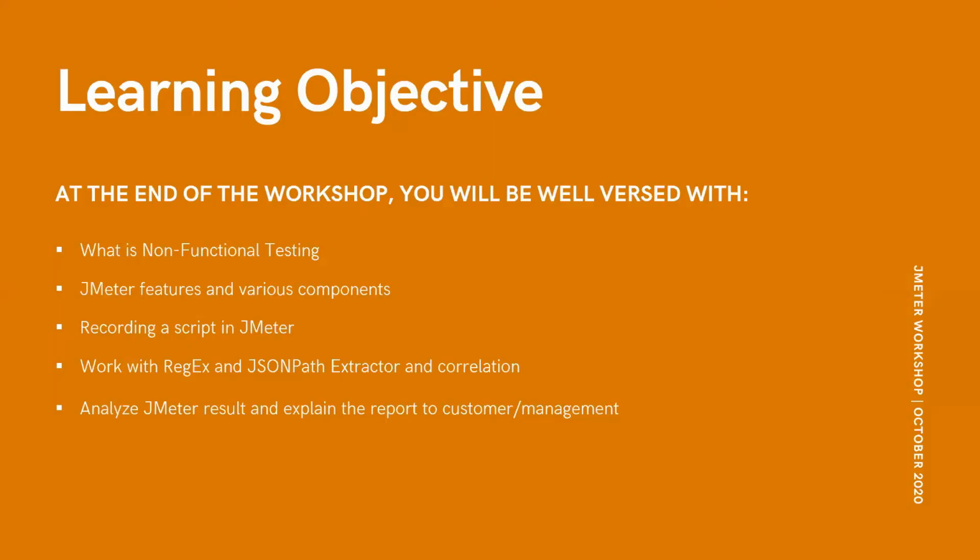The learning objective of this workshop is that by the end, you will be well versed with what non-functional testing is, what performance testing is, how to install JMeter, which different features JMeter has, what its components are, and how to record a script in JMeter. You should be able to work with regex and JSON path extractor, and you will be able to analyze the JMeter report and explain it to your management or your customer, which is one of the daunting areas. So that's the overall learning objective.